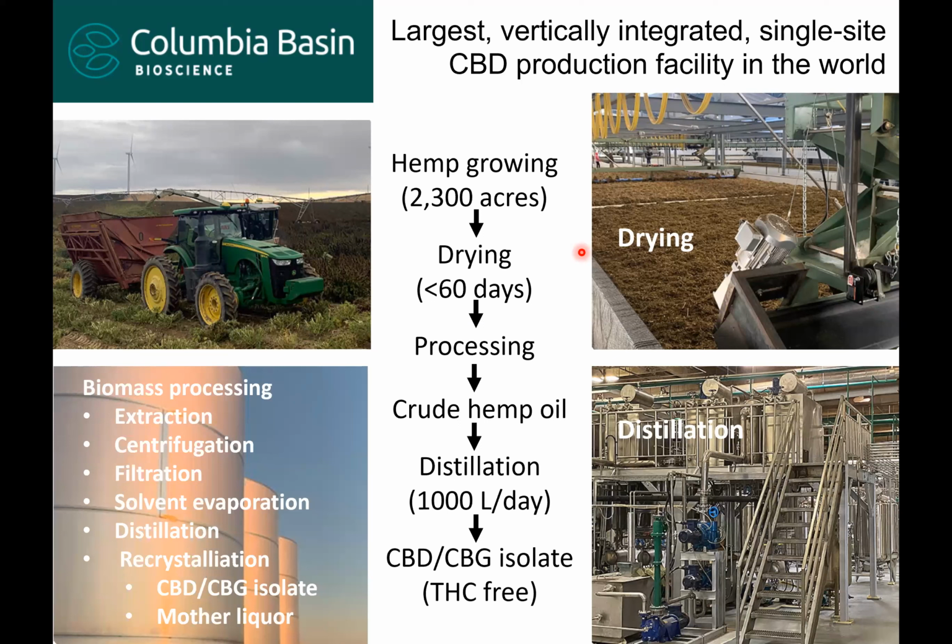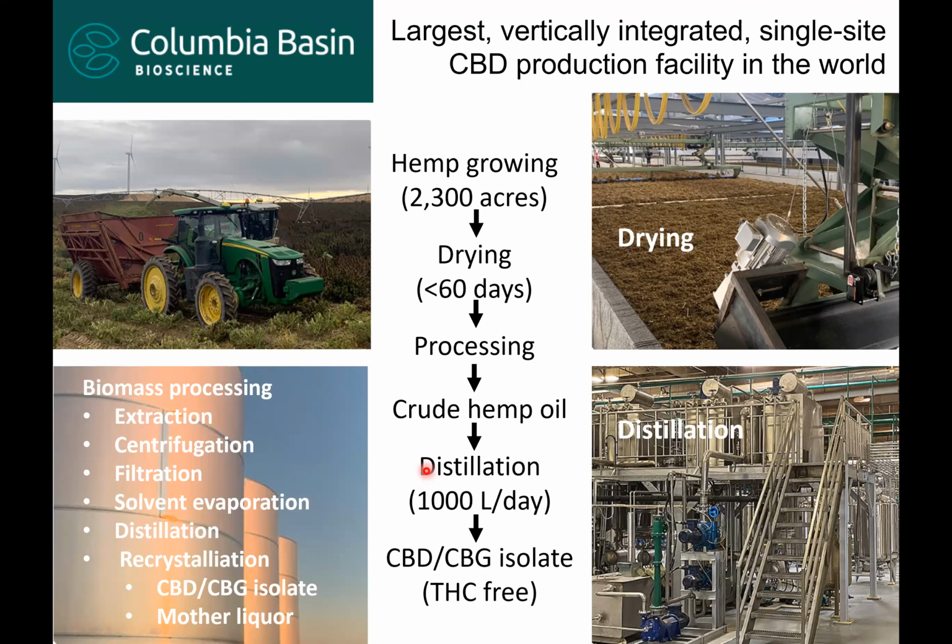This is a company in Eastern Oregon, and the website says they're a very large company. So they grow hemp on their own farms, and that's about 2,300 acres. And then they harvest that once a year, and then they dry this, and that drying takes less than 2 months. And then they start processing the material. And here in the inset, you can see they do extraction, then the centrifuge, you filter, then you evaporate the solvent, and then they distill it.